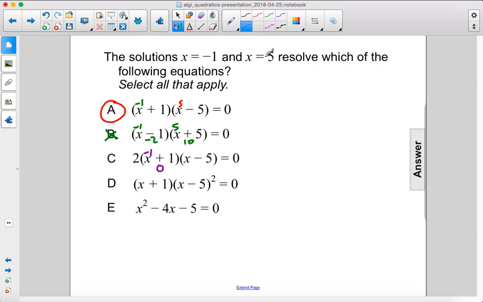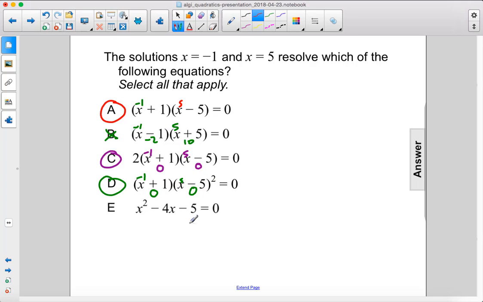Here we have a 5. This 5 put into this spot would also make this 0. So C also works. Here we have a -1, and that will work because that would make this 0. If we put a 5 in for x, then this term would become 0 as well. So D works. This would be 0 squared, which is still 0.